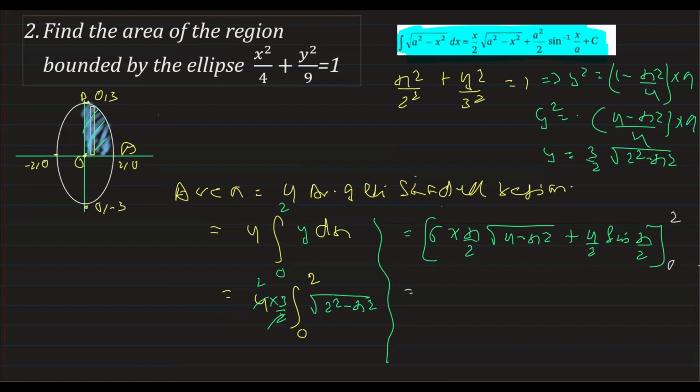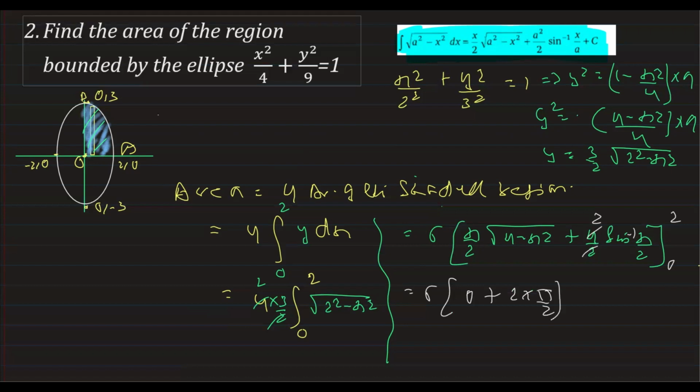Now check here, 6 is outside, right? So we need to keep in mind that 6 should not be enclosed inside the bracket. All right. Now applying the limit here, if I place the upper limit, which is 2 here, replacing x with 2, 4 minus 4 is 0, and 0 multiplied by any number is 0. So it's going to be 0 plus, now if I replace this x with 2, this becomes sine inverse 1, which is pi by 2. So it's 2 multiplied by pi by 2.